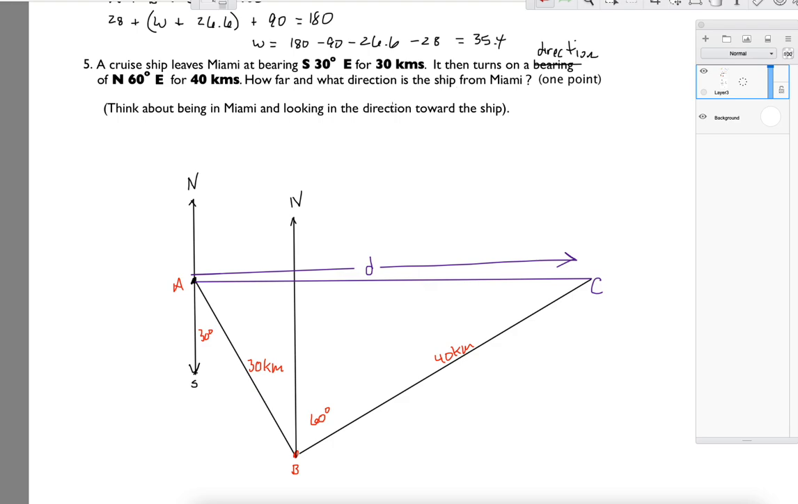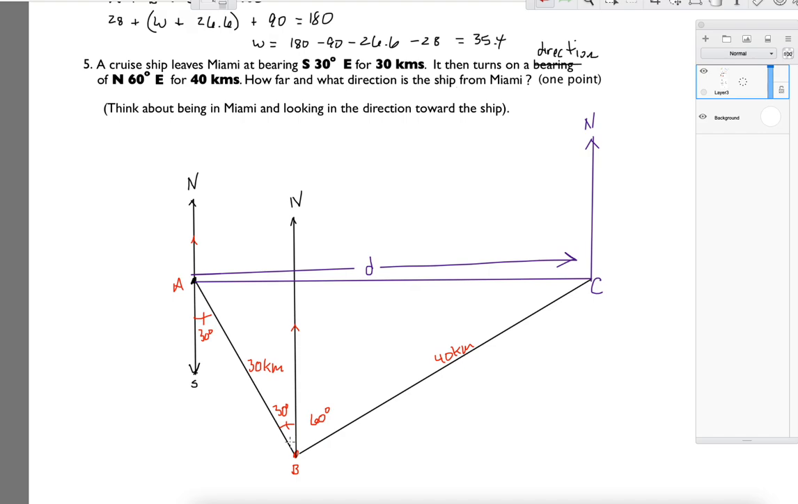And we also know, we want to know the direction. Okay, so I need to do another north line. Cool. So let's think about our properties of parallel lines. We know that if the north-south lines are parallel, then alternate interior angles are going to be congruent. So that means that this angle is congruent to this angle.